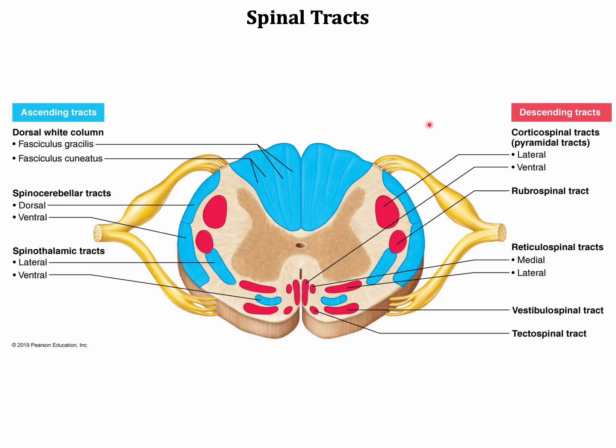With this visual here, we can see where the specific ascending and descending tracts are found. We find that most of the ascending sensory tracts are concentrated in the dorsal region. So these two blue areas are the dorsal white columns. And then a bulk of the descending motor tracts are found in the ventral region. You will see that they are distributed throughout. It's not a perfect division of ventral and dorsal, but the overall trend is that sensory is dorsal, motor is ventral.